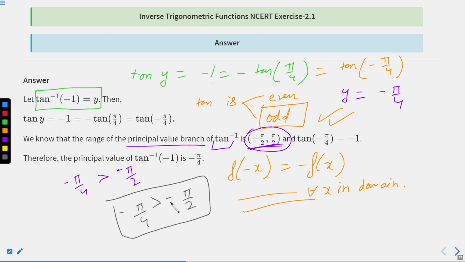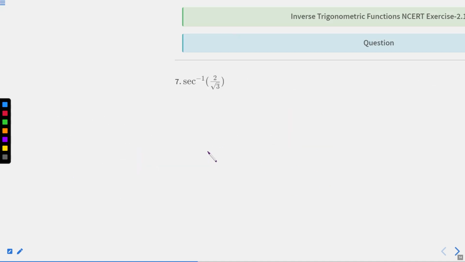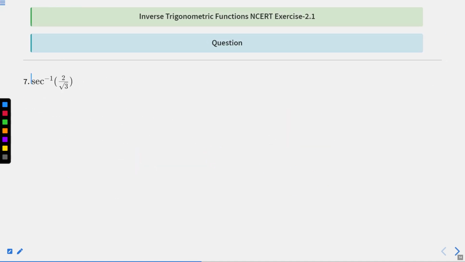So you can conclude that this value of y, minus pi by 4, lies in the principal value branch. This means the principal value of tan inverse of minus 1 is minus pi by 4. Okay, now let's move to the next question: find the principal value of sec inverse 2 root 3.